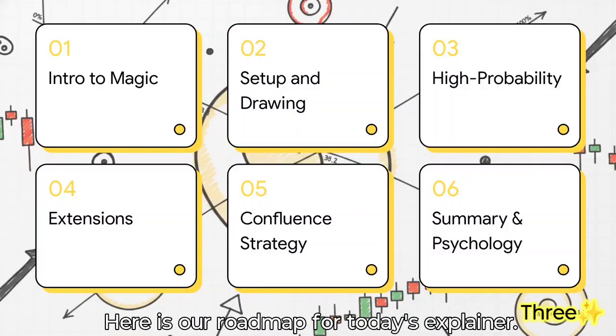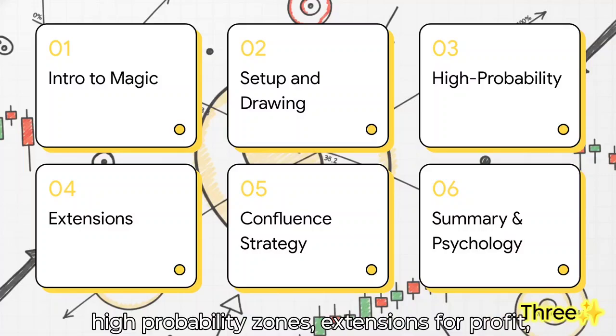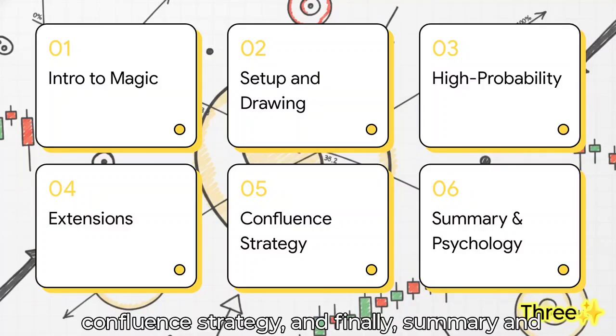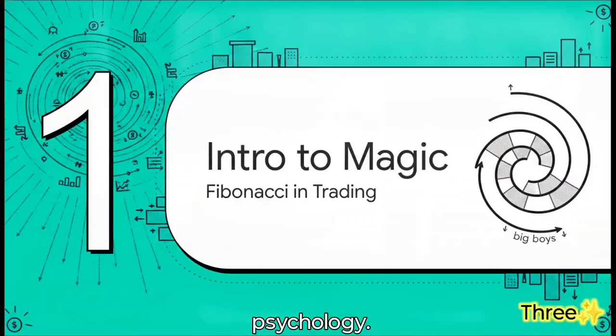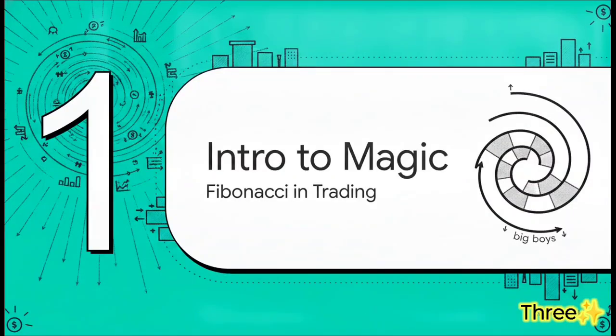Here is our roadmap for today's explainer. Introduction to the magic, setup and drawing, high probability zones, extensions for profit, confluence strategy, and finally, summary and psychology. All right, let's kick things off with part 1, Introduction to the Magic.